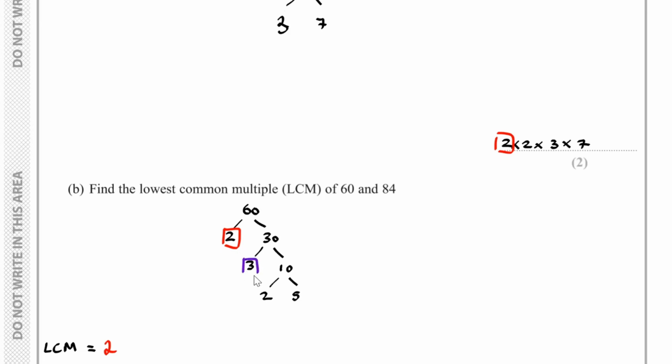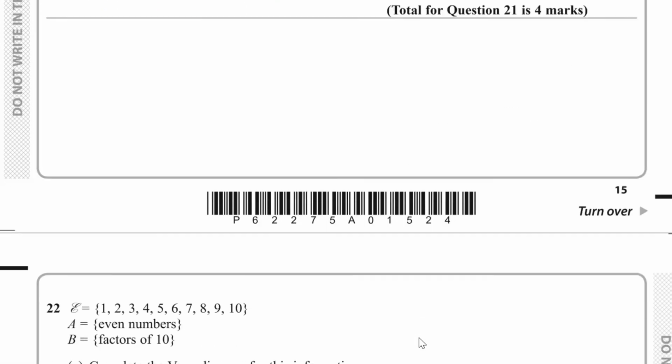We've got a 3 over here which is common to both. We've got this 2 over here which is common to both. And then we've got the other numbers left over, the 5 and the 7. And if we multiply all these together, it turns out here we get 420. So the lowest common multiple is 420.